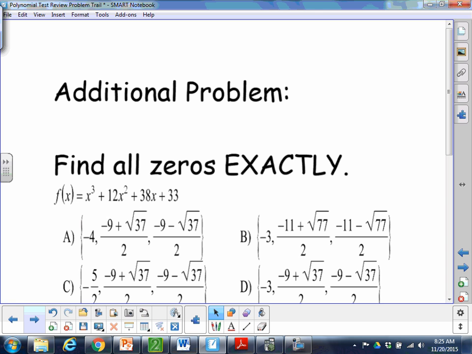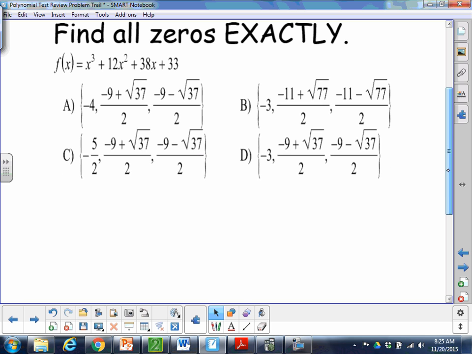Okay, and then this was one extra problem. We didn't see this one in class, but I wanted to make sure we walked through one like this. So let's find all the zeros exactly. Let's see what we got going on.